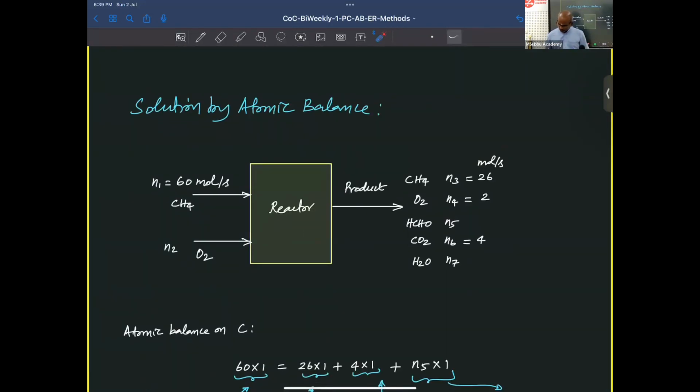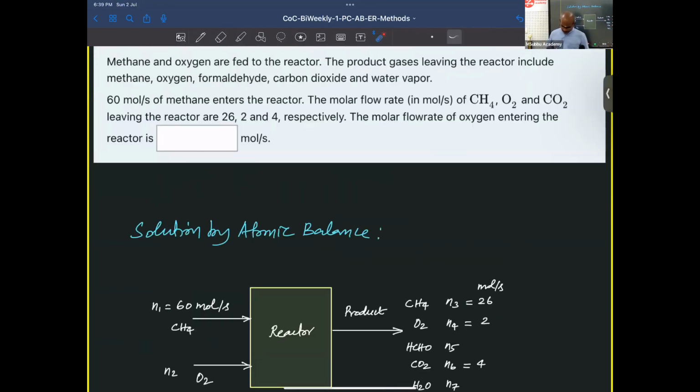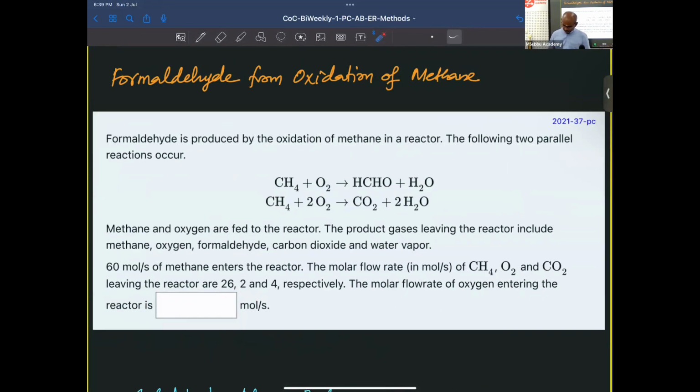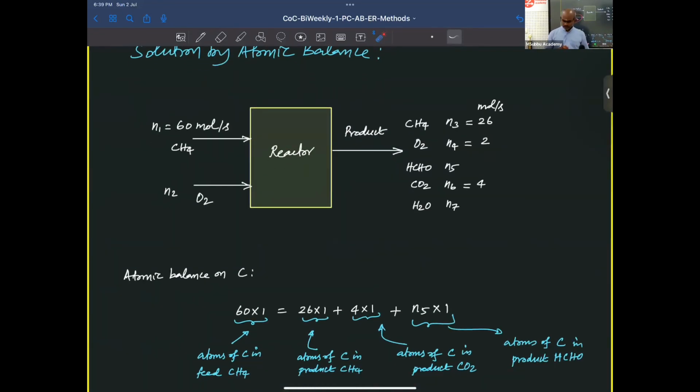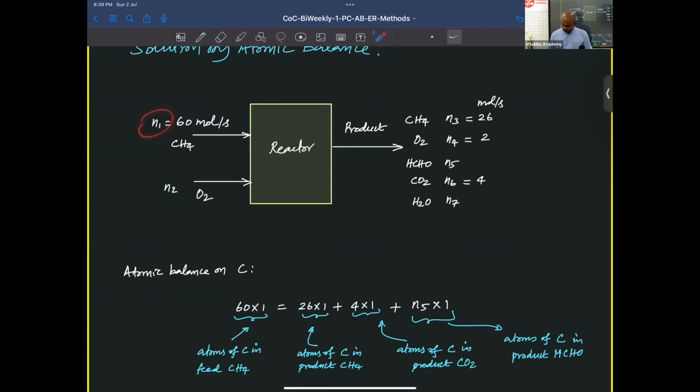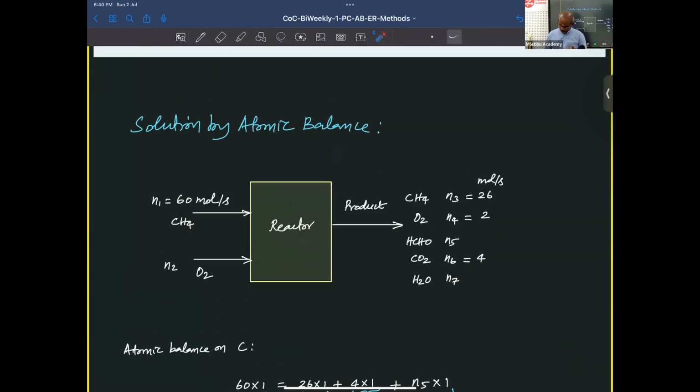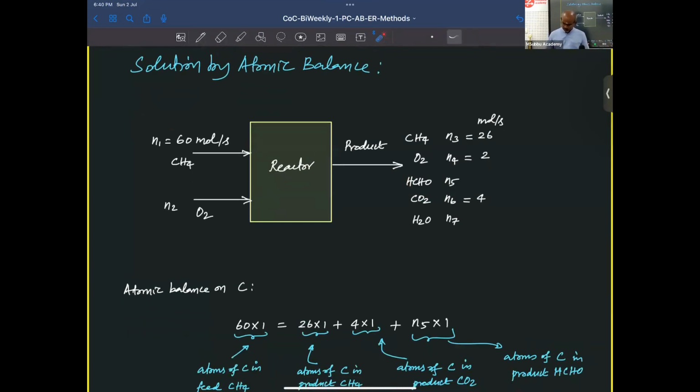So in the product, we have the information about methane, oxygen, and carbon dioxide. In the feed, we have information about methane. What is asked? We need to find the flow rate of oxygen entering the reactor, how much O2 enters. So let us represent these in terms of numbers. N1 refers to the molar flow rate of methane, N2 that of O2, and like that for all of these components. The symbol N5 refers to formaldehyde, which is the product of this reaction.